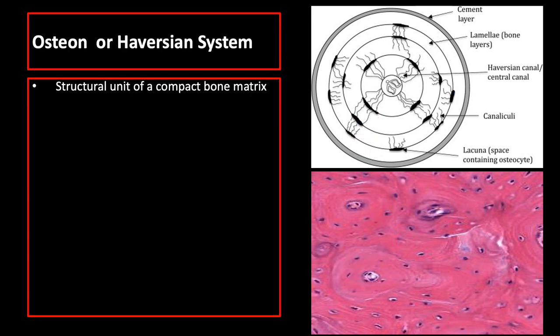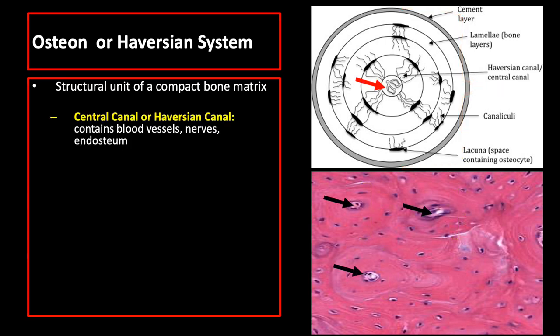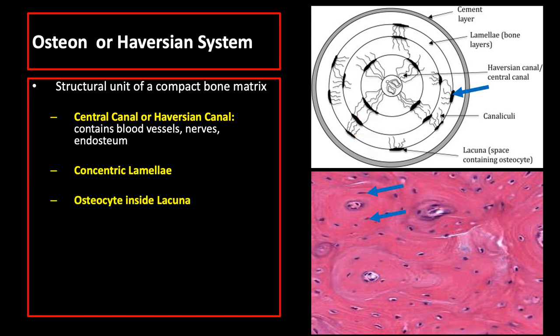The structural unit of a compact bone matrix is called osteon or Haversian system, which refers to the complex of concentric lamellae or bone layers surrounding a central canal or Haversian canal that contains blood vessels, nerves, and endosteum. Just like what we mentioned earlier, there is concentric lamellae that contain osteocyte housed within an almond-shaped lacuna, and these osteocytes communicate to one another via canaliculi that contain dendritic processes.